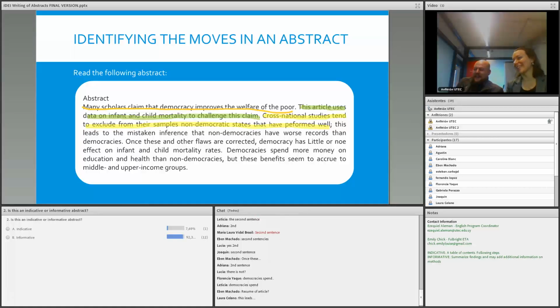It's difficult to find. Yeah, I know. I'll give you a hint. It's part of one of the sentences you already used. Thank you, Maria Laura, you're there. This article uses data. Here it is.